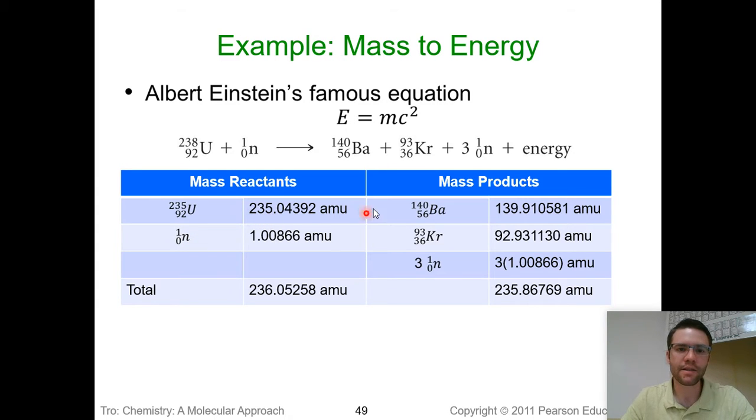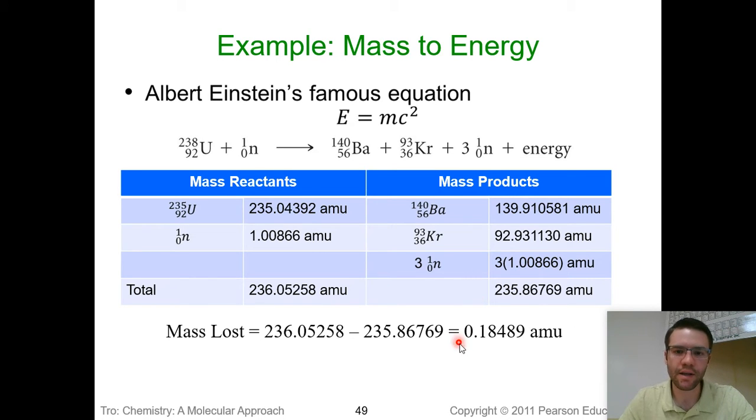And so this is our total mass of the reactants. Add those up, and the total mass of the products is a little bit less. And if you subtract those two, this is the amount of mass that got converted to energy in this particular chemical reaction. That's where this energy comes from. Well, how much energy is that? Well, we need to use Einstein's equation to take the atomic mass units here and calculate the amount of energy.